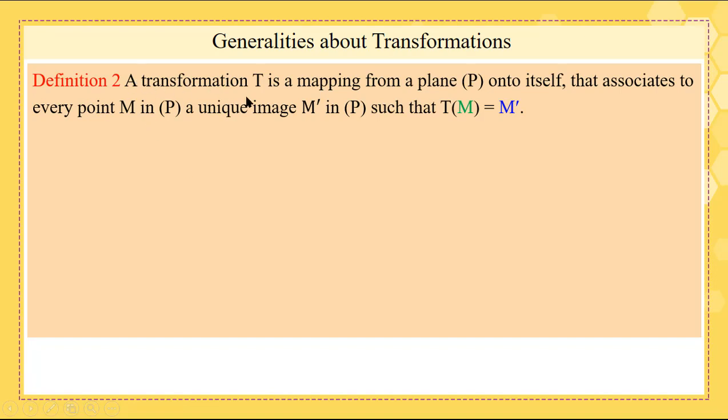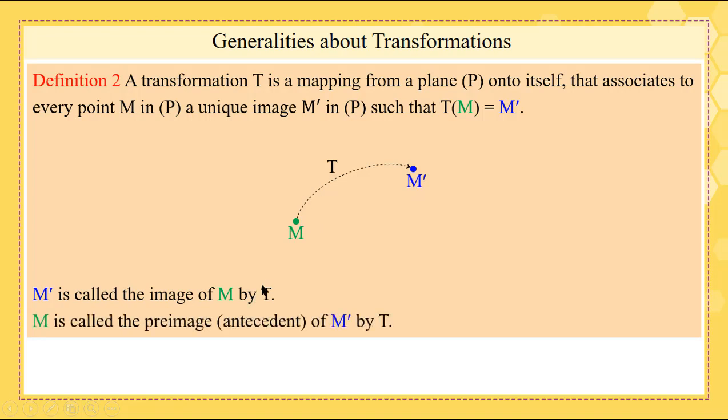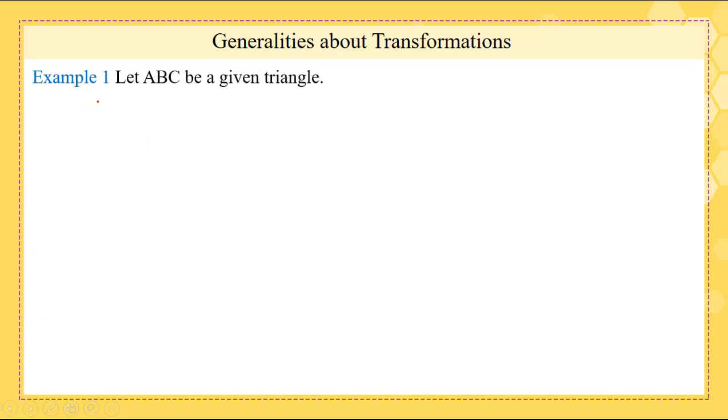Definition: a transformation T is a mapping from a plane P onto itself that associates to every point M in P a unique image M prime in P such that T of M is equal to M prime. Here we have a transformation T that transforms M onto M prime. In this case, M prime is called the image of M by T, and M is called the pre-image of M prime by T. Let us take an example.